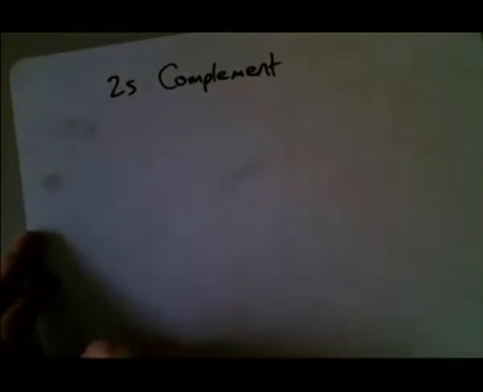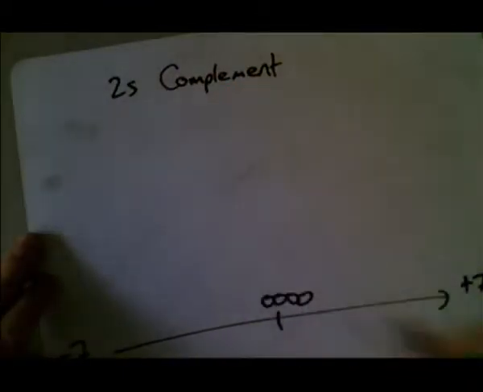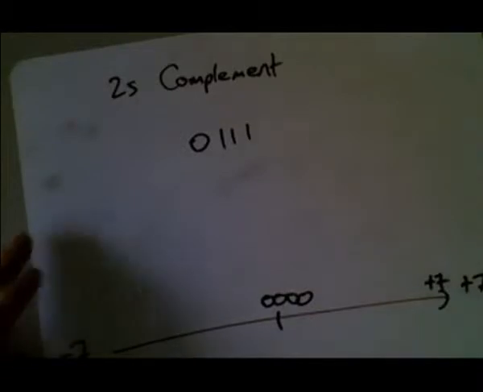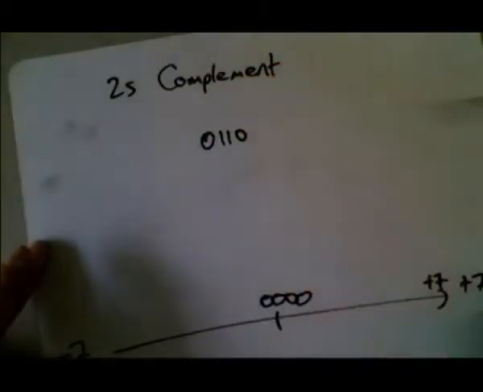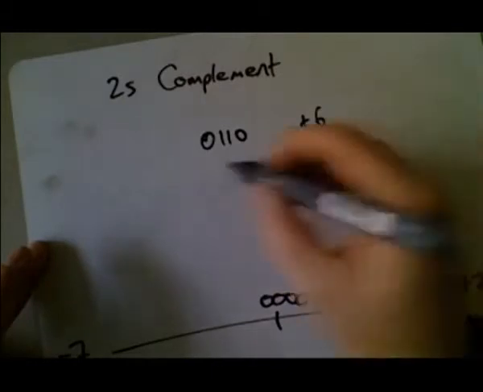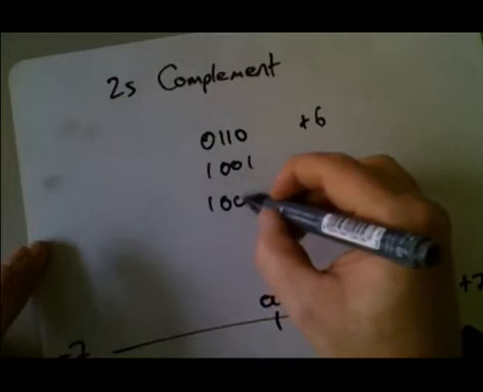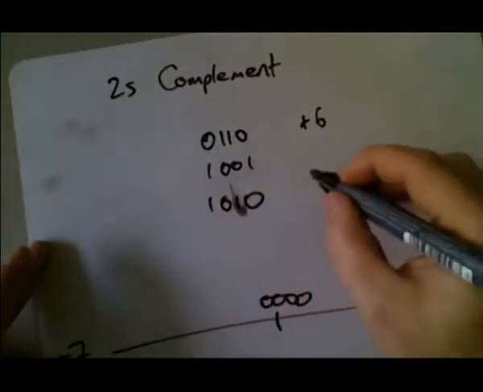Because, okay, if we go minus 7 to plus 7 on our number line for the last time, we've got 0, 0, 0, 0 in the middle, up to 0, 1, 1, 1, which is plus 7 at this end. If we want to do the negative versions, if we want to do negative 6, for example, there again is our 6. So 2's complement: invert it, add 1. Can't add up in binary, there we go. That there is our minus 6.